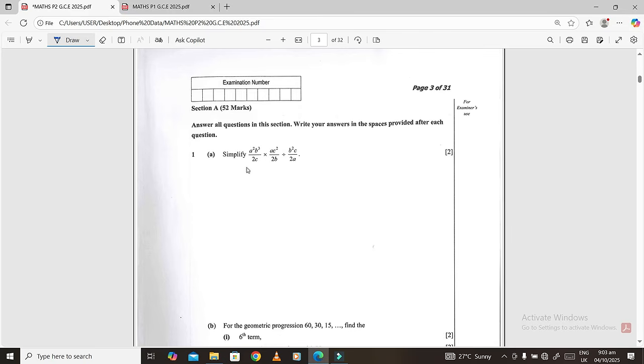So question 1, they are saying: a power 2 b power 3 over 2c, times a power 2 over 2b, divide by b power 2 c over 2a. So basically here, I know most of you are saying BODMAS. Yes, BODMAS must be followed.